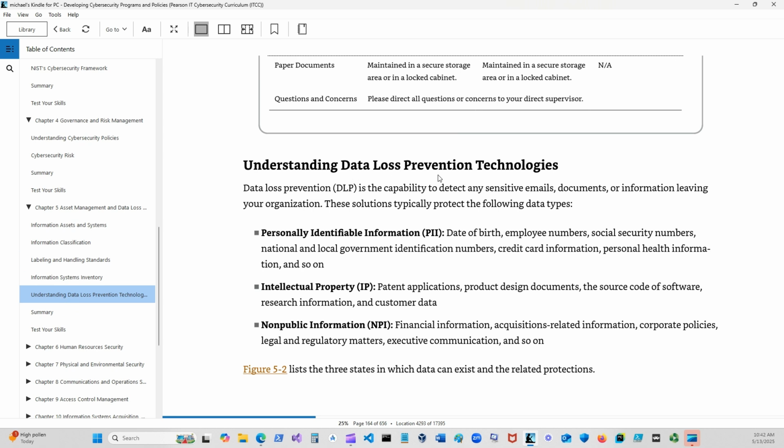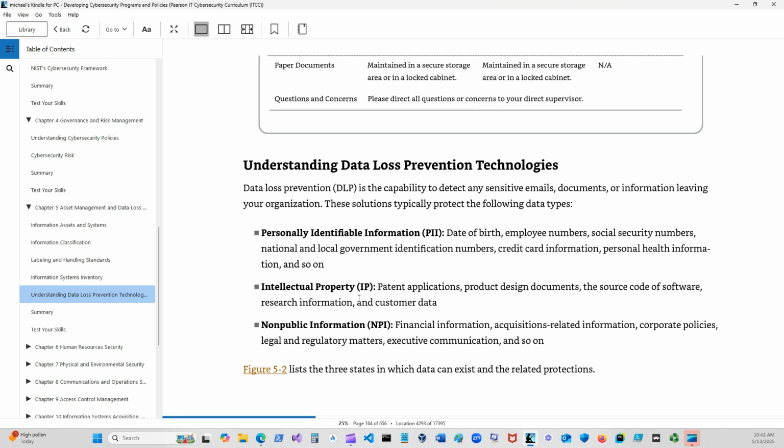Okay, let's look at understanding data loss prevention technologies. Data loss prevention (DLP) is the capability to detect any sensitive email, documents, or information leaving your organization. These solutions typically protect the following data types: personally identifiable information (PII), date of birth, employee numbers, social security numbers, national and government identification numbers, credit card information, personal information, and so on.